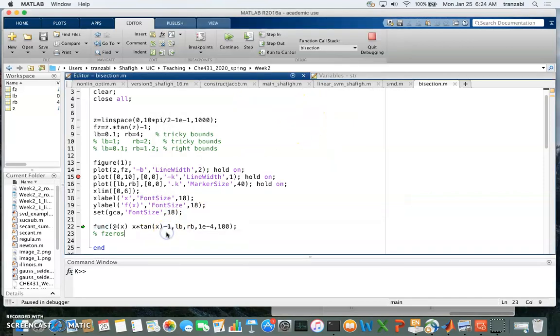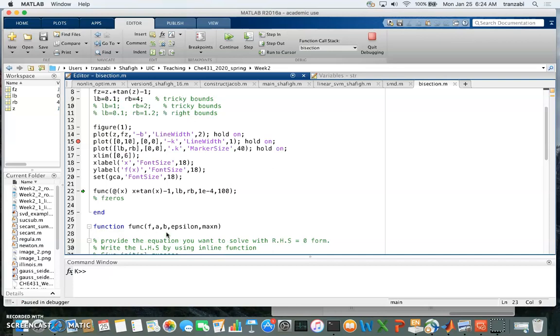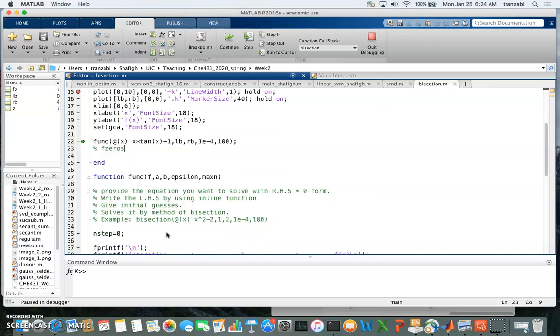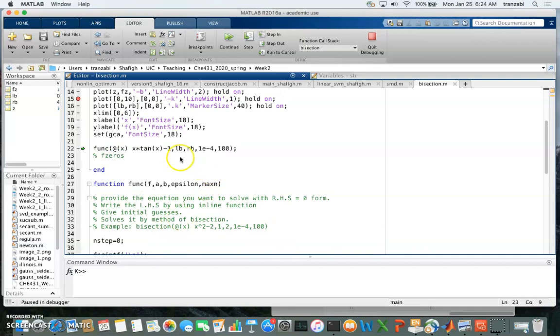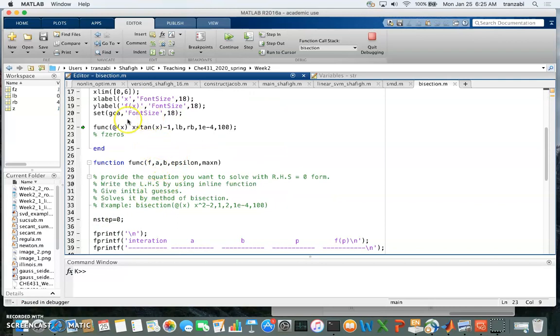Okay, so now I have my guess values, A and B. My A is going to be somewhere close to the left bound, and my B is going to be the right bound. Okay, so we're going to define a function. X tan x minus 1 is the same function we want to find the root of, but I put all of it in one line. This is an inline definition of the function. My guess values are going to be left bound, right bound. My threshold is 10 to the minus 4, and I'm going to iterate up to 100 iterations. If I cannot find it, then I'm going to quit.